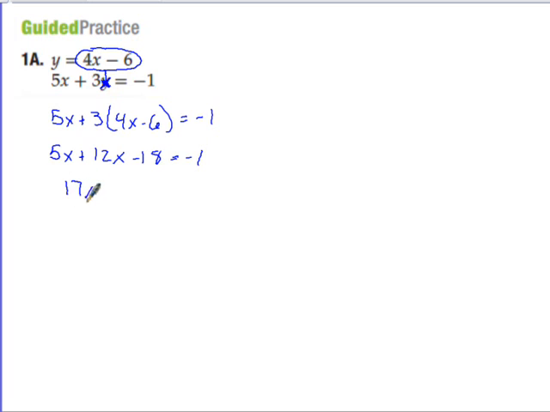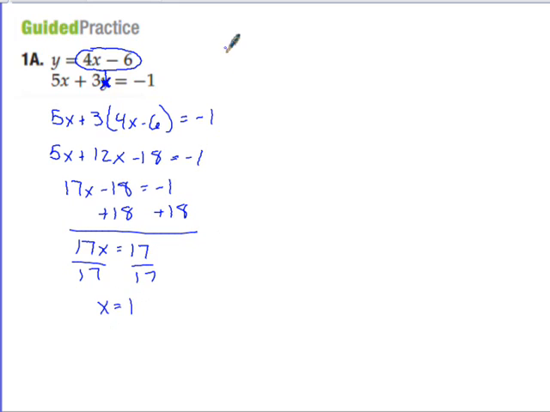To solve this, I'm going to distribute first, so 5x plus 12x minus 18 equals negative 1. Combine my like terms, 17x minus 18 equals negative 1. Add 18 to both sides. 17x equals 17. Divide both sides by 17, and x is equal to 1. So I know half of my ordered pair, it's 1 comma something. To figure it out, I'm going to take this 1 and plug it in for x. I'm going to choose the first equation since it's already solved for y. So y is going to be equal to 4 times 1 minus 6. 4 times 1 is 4. 4 minus 6 is negative 2. So y has to be negative 2.